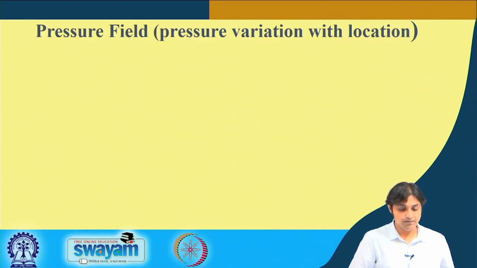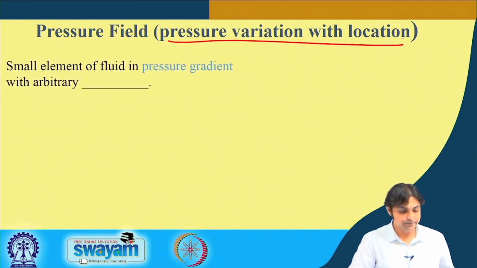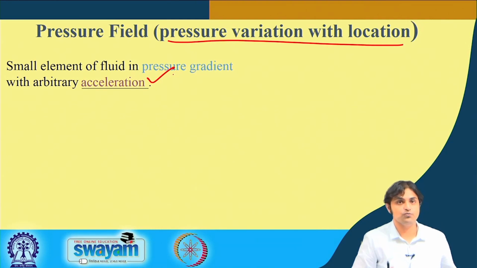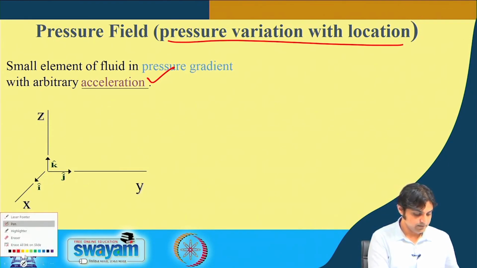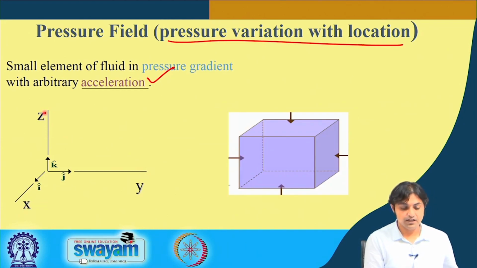Okay. So, then as we said, we should also be able to understand the pressure variation with location. We assume a small element of fluid in a pressure gradient with an arbitrary acceleration. That is where our assumption is. We define our axes as x in this direction, this is the y direction, and this is the z direction. We are assuming a mass of fluid in cubical format, this is the fluid element.